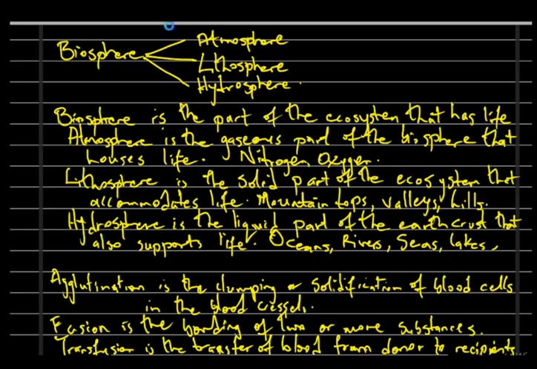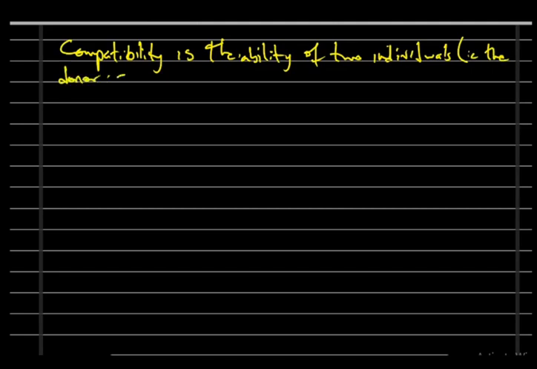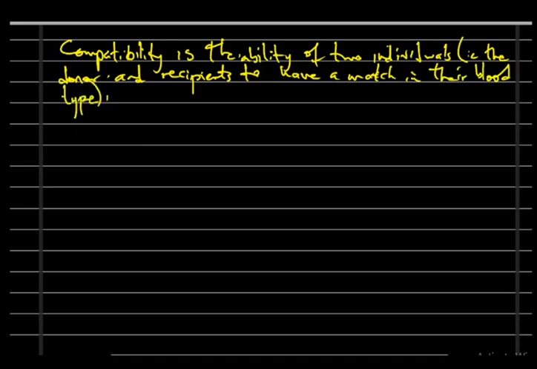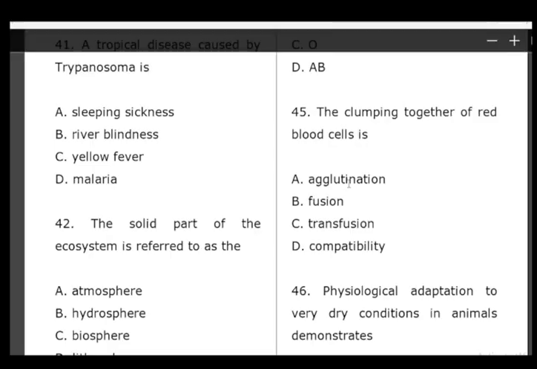And then we have the last one, compatibility. This is the ability of two individuals, the donor and recipient, to have a match in their blood type. That is basically what compatibility talks about. The donor and the recipient have a match in their blood type. So it is not any of the other options other than the one that we have talked about, which is agglutination. That is option A.